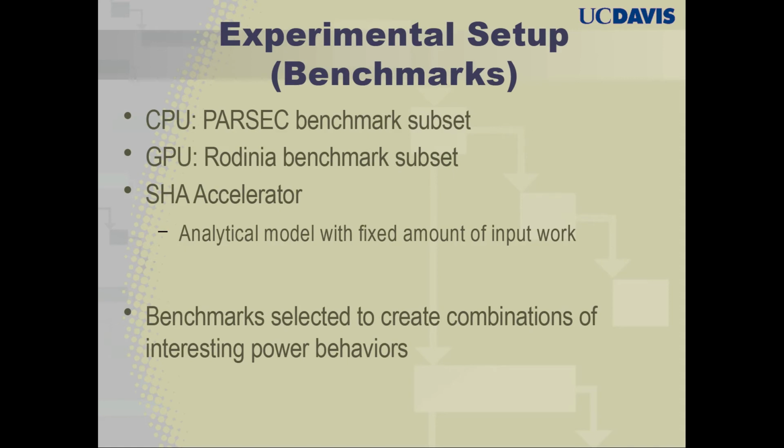For the benchmarks themselves, the work that is being done, for the CPU we use the Parsec benchmark suite, for the GPU we use the Rodinia benchmark suite, and the SHA accelerator used an analytical model. And what we did was we took these benchmarks and we categorized them. We took a subset based on their power behaviors and mixed them up. So we would have one that is low power on the CPU and GPU, and maybe high power on the CPU and GPU. And all these combinations are explained in a bit more detail in the paper.